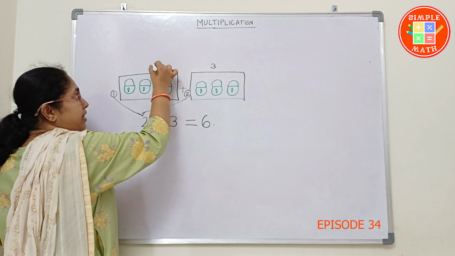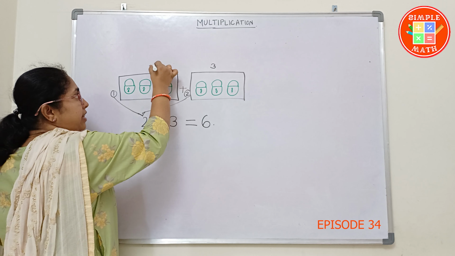So, repeated addition of the same number is called multiplication. And the sign of multiplication is into. The answer in multiplication is called product. What is it called? Product.